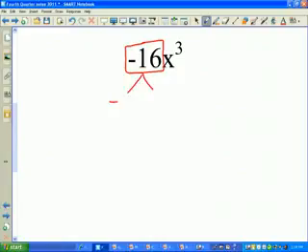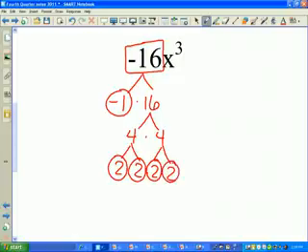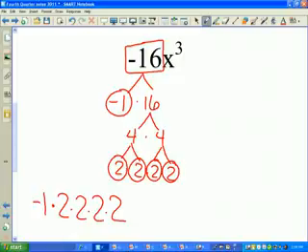But what we can do is factor out that negative 1. I'm pulling out that negative 1 so I can get 16 in its positive form, because negative 1 times 16 gives me the original negative 16. Now from here, I can factor that 16 into 4 times 4. And then these 4s I can factor into 2 times 2, and I have 2 times 2 on the other side. So numbers-wise, I have a negative 1 times 2 multiplied by itself 4 times.